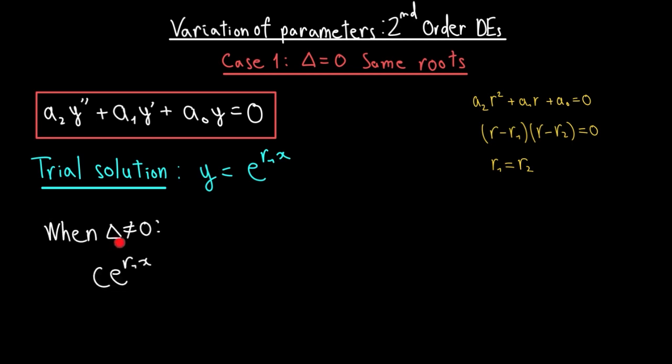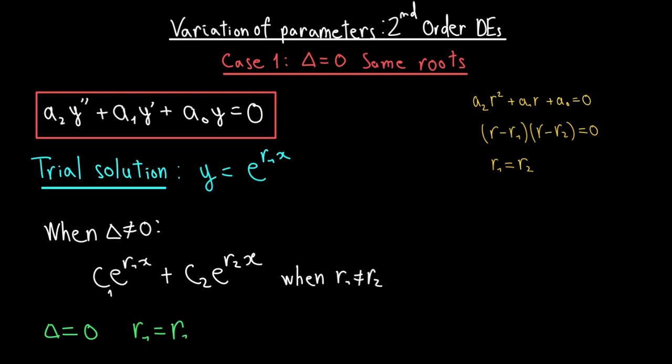When the discriminant is not equal to 0, we have 2 different roots, 2 distinct roots. So we know that a solution can be of the form c1 e to the r1x plus c2 e to the r2x, where r2 is the second root of our characteristic equation. So here we see that we have 2 constants, which is perfect because we have a second order differential equation. But what if the discriminant is equal to 0, and therefore r1 is equal to r2?